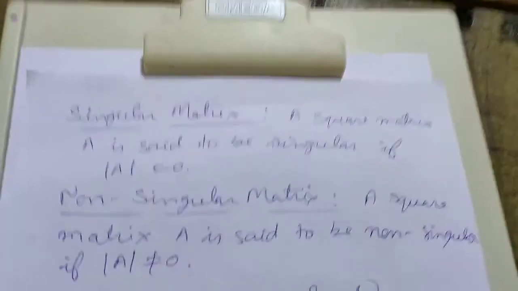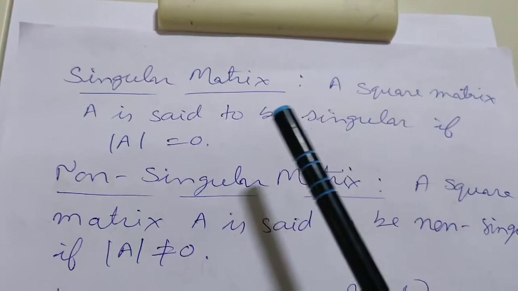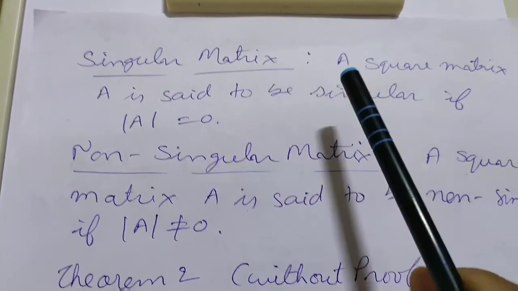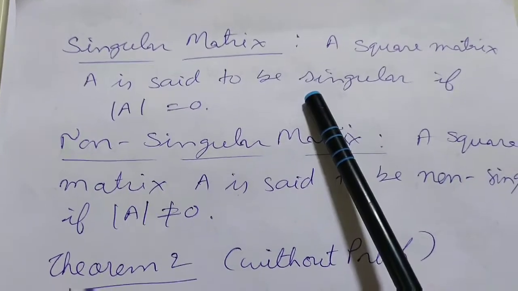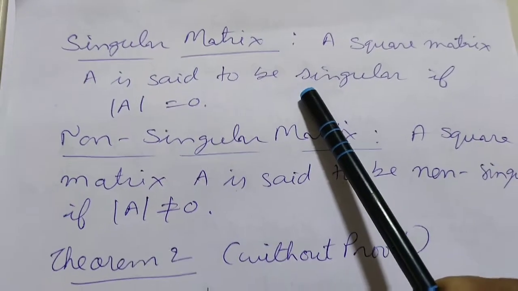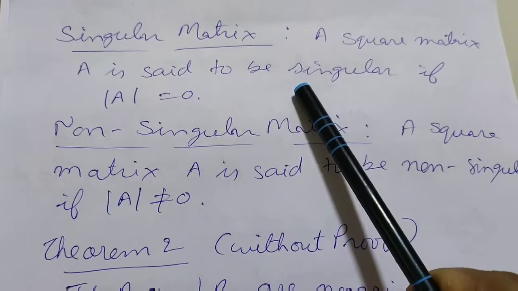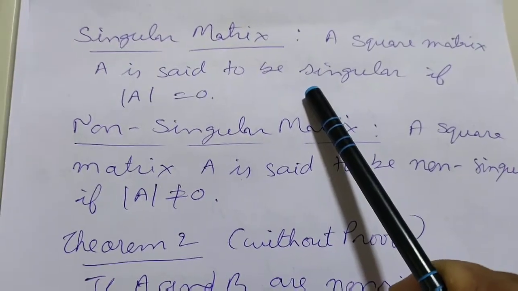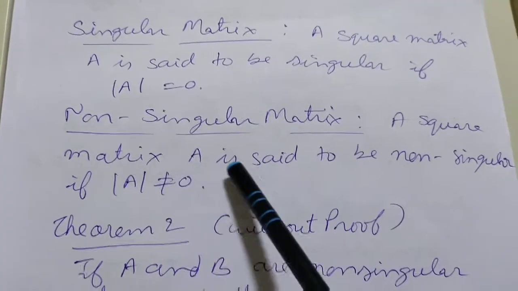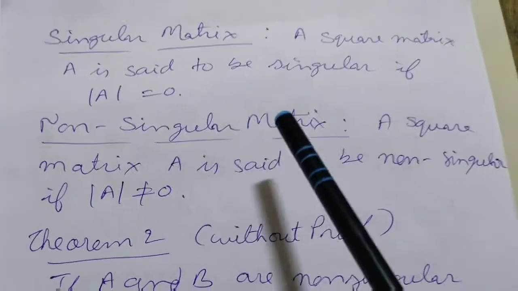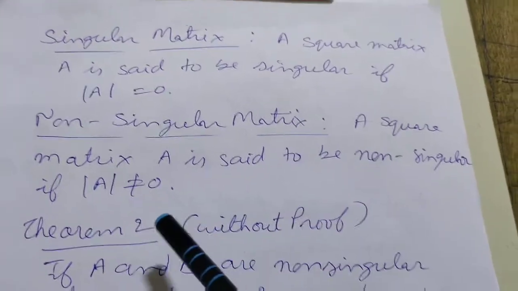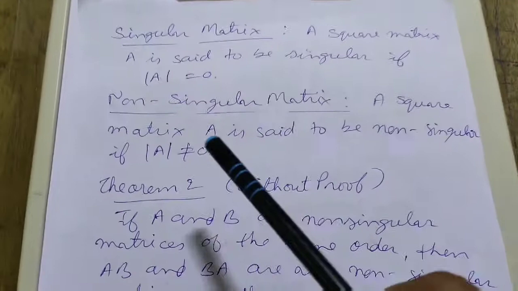Next, singular matrix. A square matrix A is said to be singular if determinant of A equals 0. Find the determinant of the given square matrix, if it is 0, then we say that the matrix is a singular matrix. And if the determinant of the matrix is not equal to 0, whether it be plus, minus, whatever it is, but not equal to 0, then we say that the matrix is non-singular. So what is a non-singular matrix? A square matrix A is said to be non-singular if determinant of A is not equal to 0.